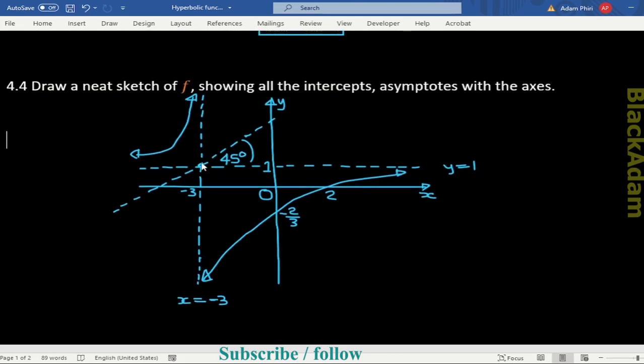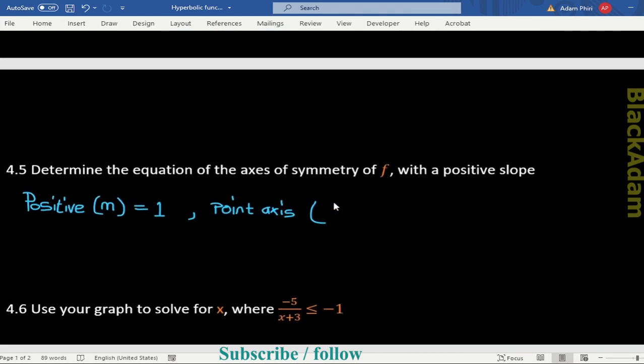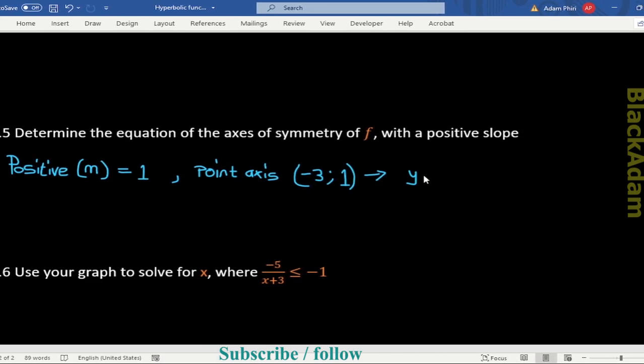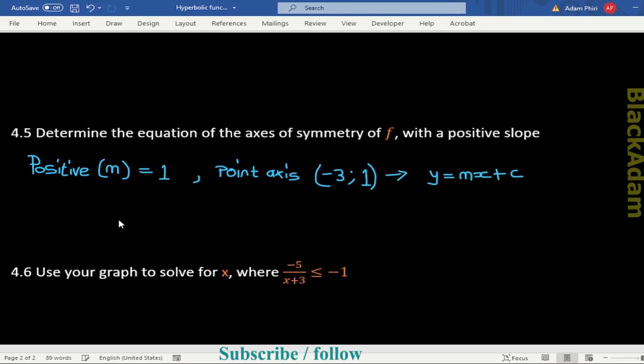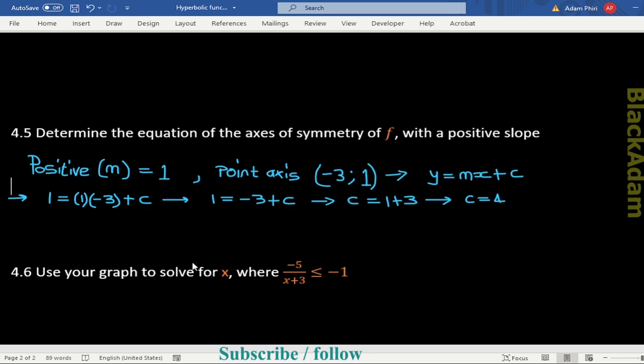So the point of axis, we can see at that point there we have x is negative 3 and y is positive 1. So that will mean that we have y equals mx plus c. That is our equation of a straight line. And then we're substituting our y is 1, our gradient is 1, and our x is negative 3, plus c. So we need to solve for c. So it's going to be 1 equals negative 3 plus c, multiplying 1 times negative 3, giving us negative 3. So we take the c to the right hand side, so it will be plus 3. Then that means that we have c as 1 plus 3, so our c is 4.